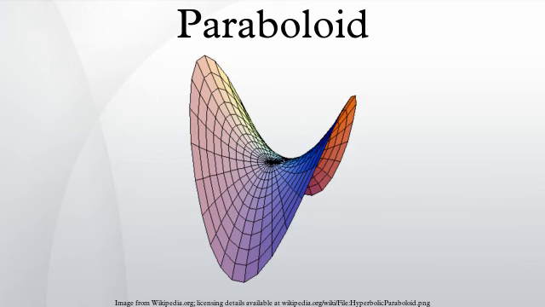This is an elliptic paraboloid which opens upward for c greater than 0 and downward for c less than 0. This is a hyperbolic paraboloid that opens down along the x-axis and up along the y-axis.